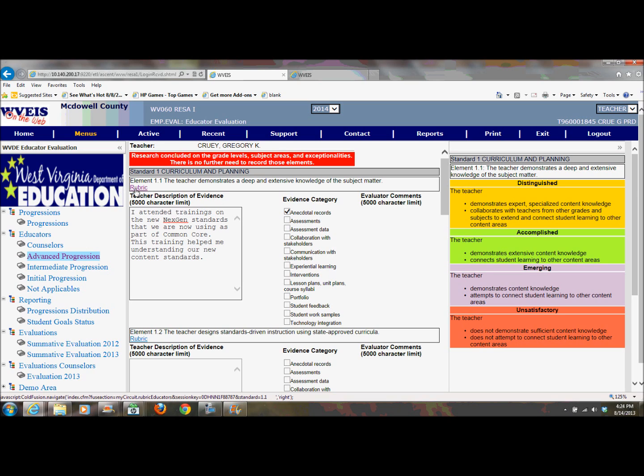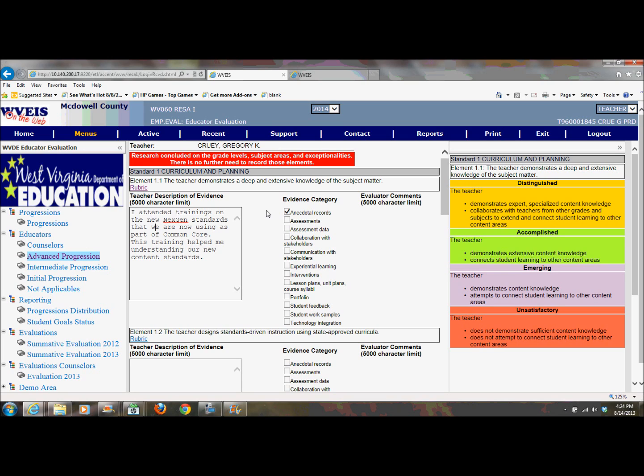I've opened up the rubric here. I've clicked on the word rubric and the rubric opened up over here. And I'm looking at accomplished, and it says demonstrates extensive content knowledge, connects student learning to the content areas. This is one of the most interesting elements because content knowledge, if I'm a first grade teacher, is not my ability to do first grade math and to perform at a certain level in first grade reading. That would be silly. Content knowledge is how well I know the standards that I'm supposed to be teaching.